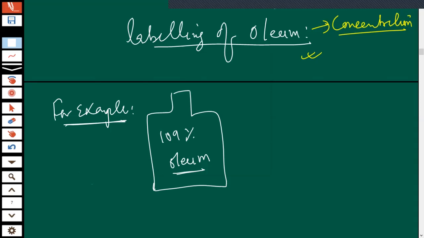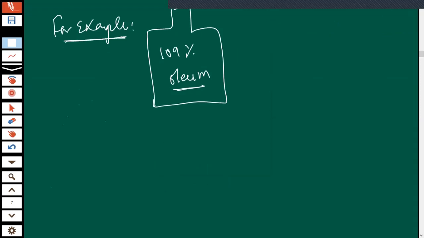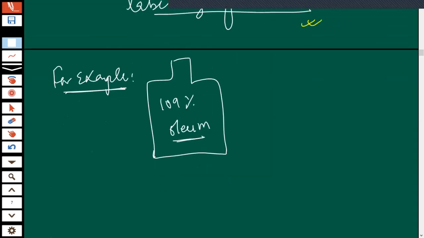Okay, children. So what you have to do, when it is written about oleum, 109% oleum, this is only for oleum, children, not for any other solution. Mind it, it is only for oleum. Don't use this method for anything else. It is specifically only for oleum. Right?